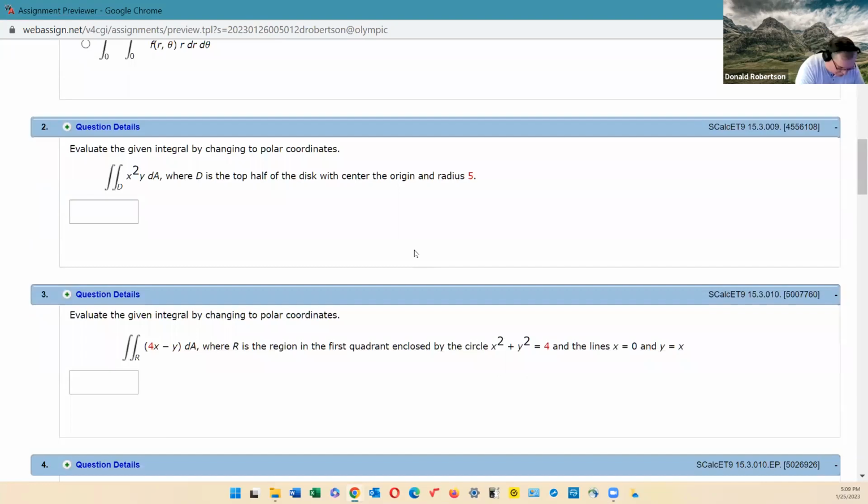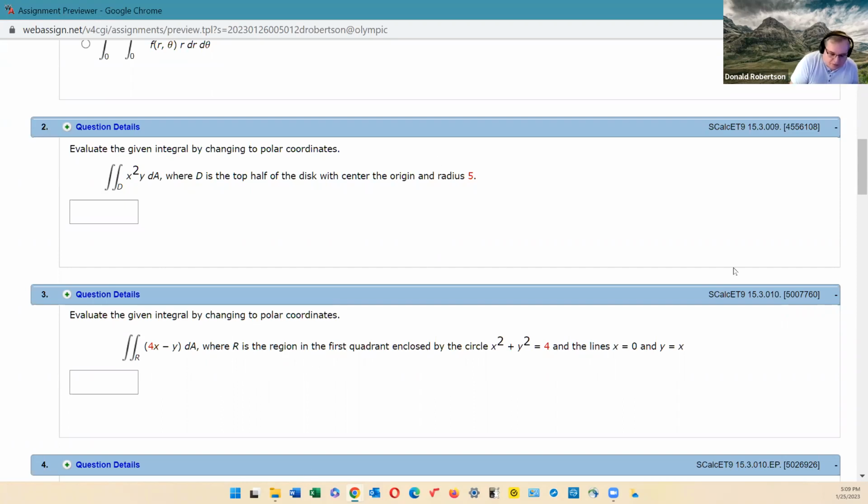So, question 2, or at least one like it. We're going to do the double integral of a region D. The function is x squared y dA. And then the region D is described as the top half of a disk, which is essentially a circle, with the center at the origin, which they all will have, and the radius of 5.